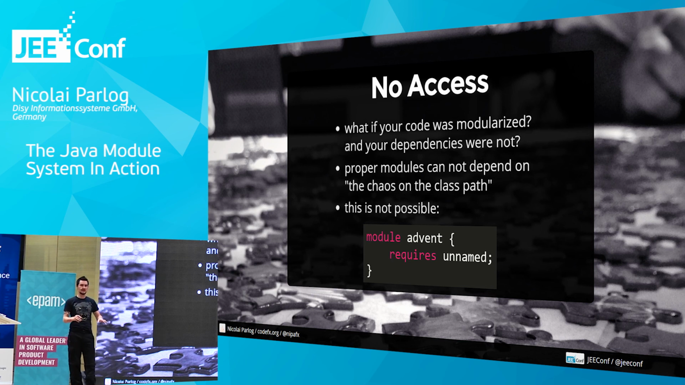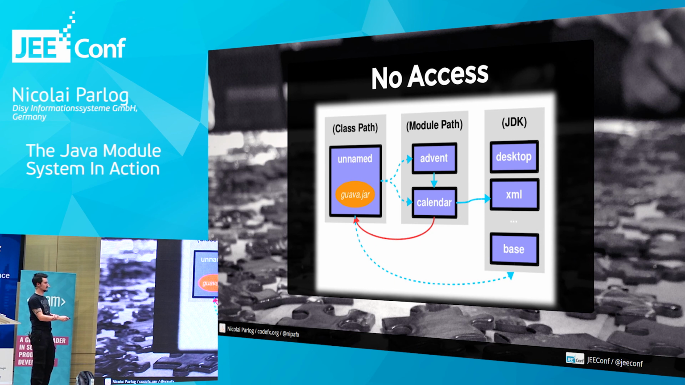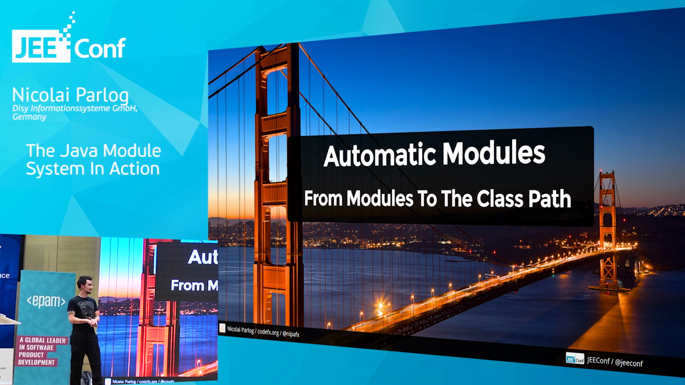It's just a purely architectural decision. There's no technical reason why this is not possible. It's forbidden, you can't use it, because you should not depend on the chaos of the class path. So that means this red edge doesn't work. You cannot leave the Guava jar back on the class path and say my calendar depends on it. Doesn't work. So we need another way. And this is where automatic modules come in, and they bridge from the modules to the class path.